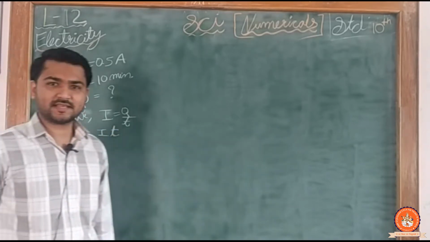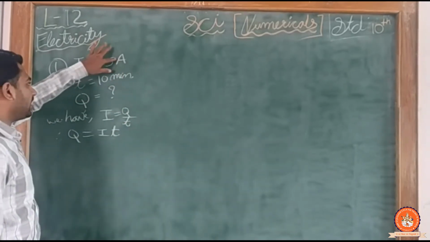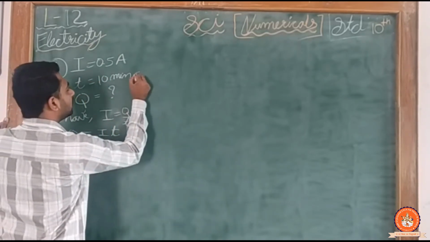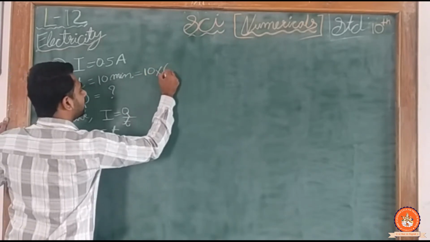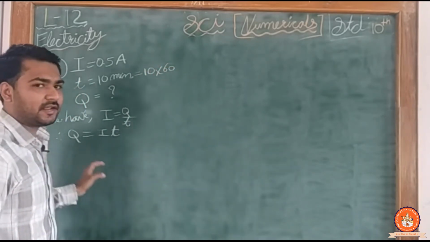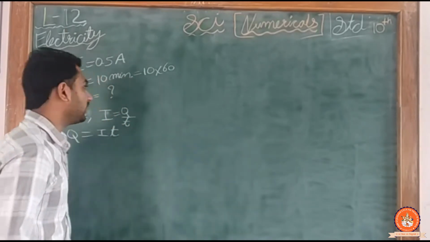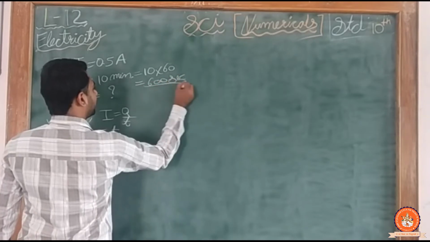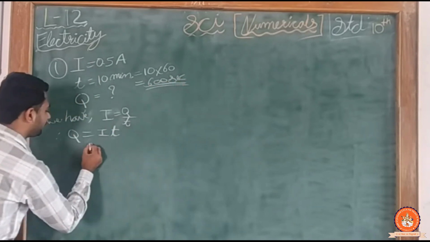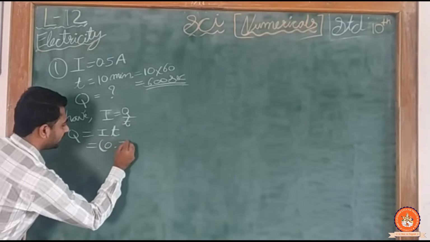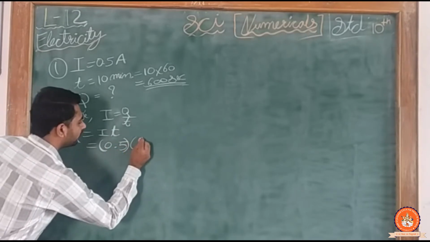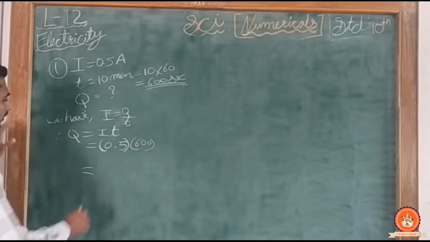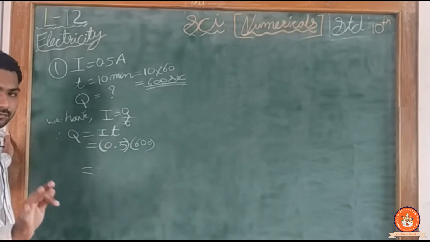Everything should be in SI units. Ampere is SI, but here time is in minutes, so we will convert it into seconds. We will multiply 10 into 60. One minute is equal to 60 seconds, so 10 minutes, we have to multiply by 60. So we will get 600 seconds. Clear? So time is equal to 600 seconds. Now we will place the value of I and the value of T, which is 600. Clear? Now what we have to do? I am making it simple for you.